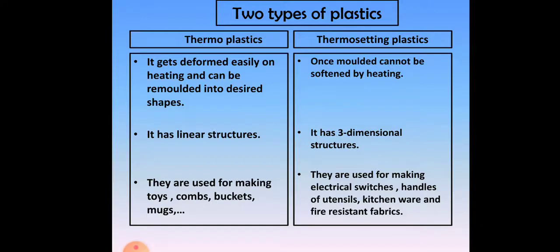Thermoplastics are used for making toys, combs, buckets, mugs, whereas thermosetting plastics are used for making electrical switches, handles of utensils, kitchenware, and fire-resistant fabrics.